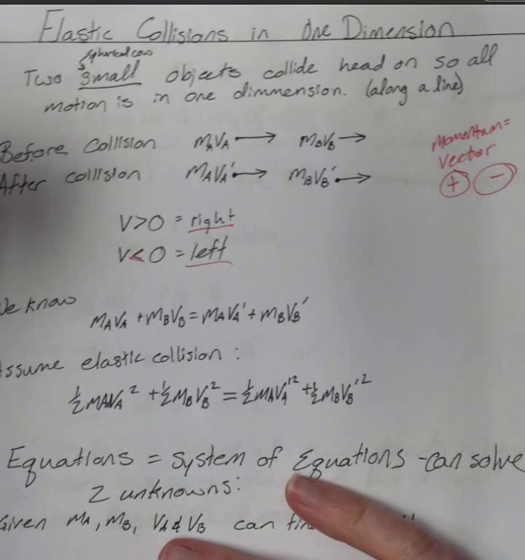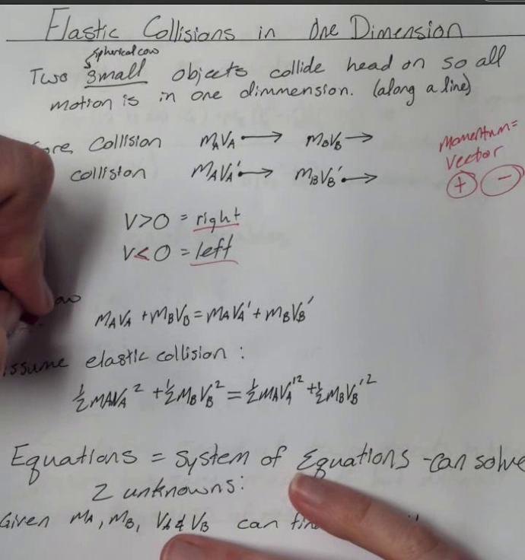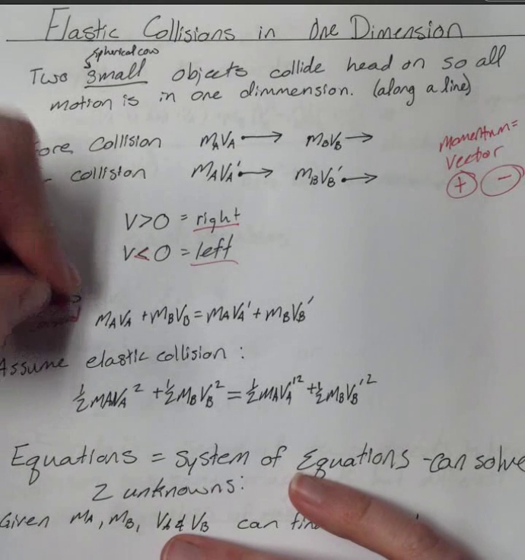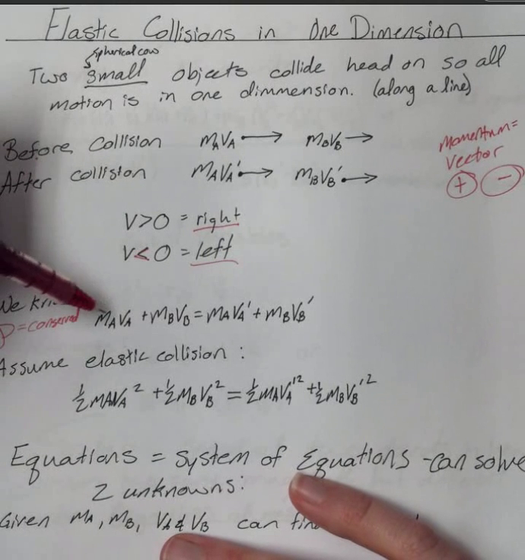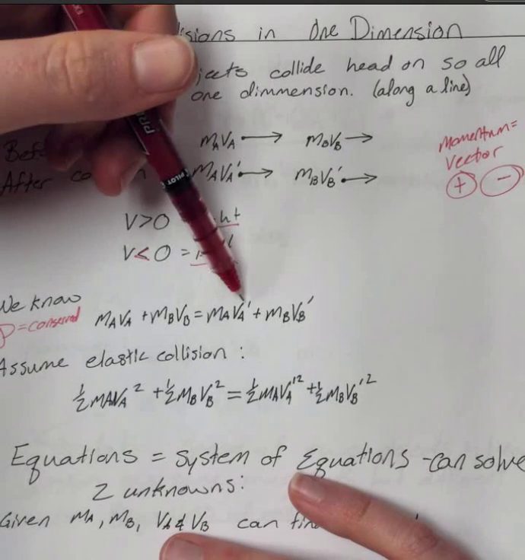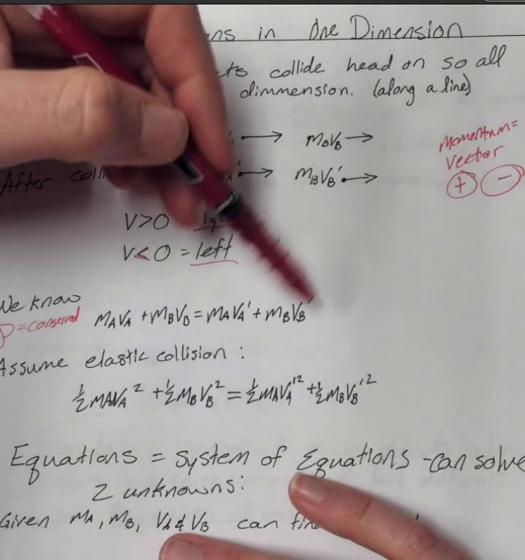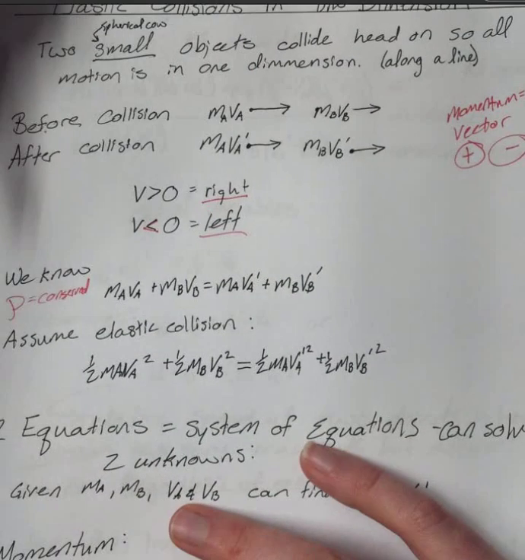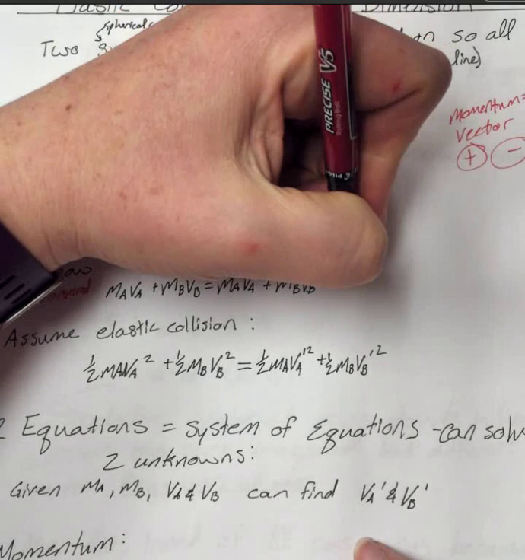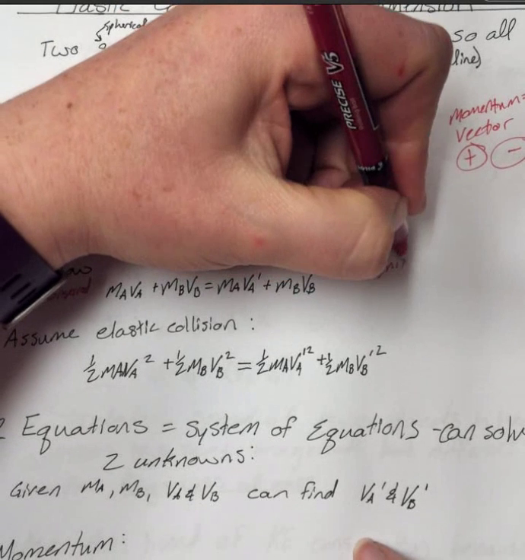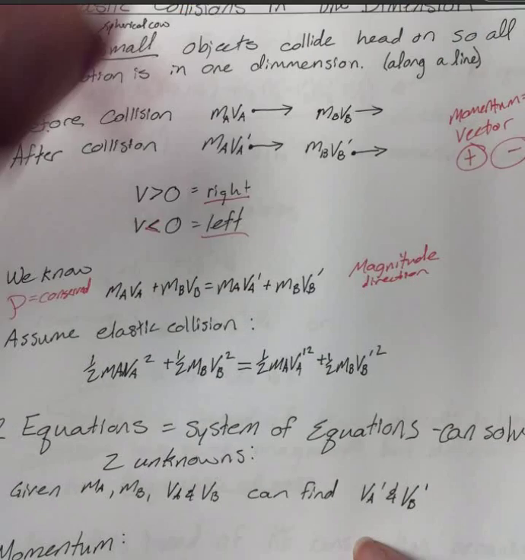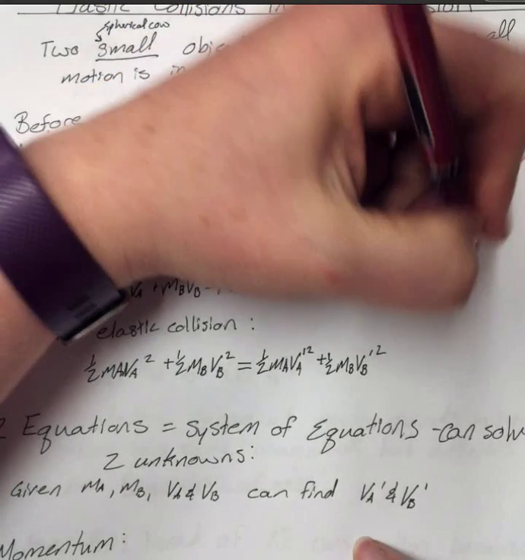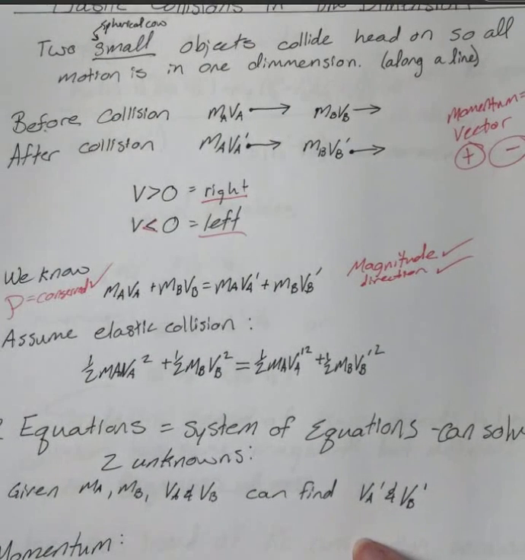We know what conservation is for momentum, is that the initial mass of object and velocity of object, or the initial momentum of object A and the initial momentum of object B summed together, should be equal to the final momentum of object A and the final momentum of object B summed together. And that's going to be true for both the magnitude and the direction.